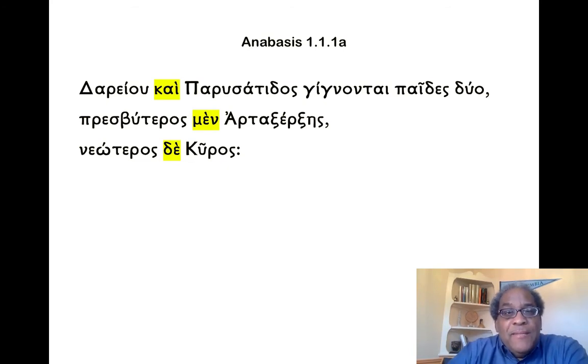So the opening bit. Dareiou kai Parysatidos gignontai paides duo. Presbyteros men Artaxerxes, neoteros de Kyros. Now, I've marked here in yellow the participles.